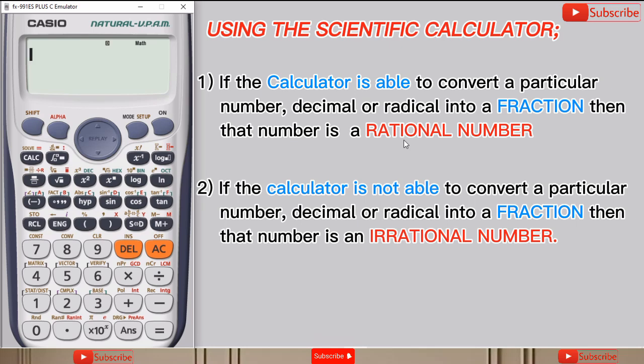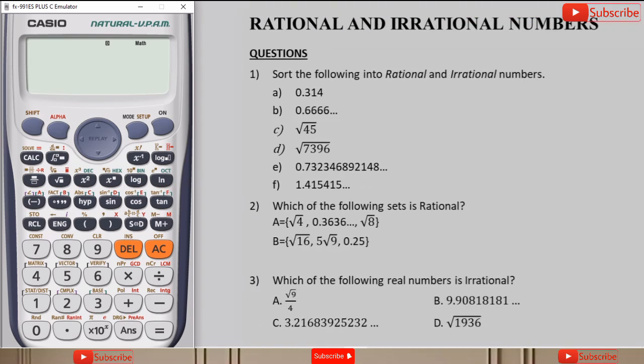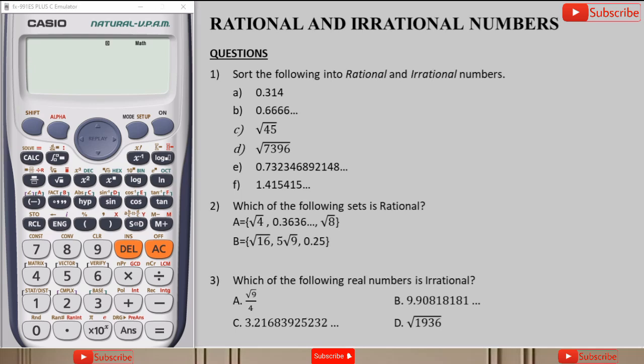That is basically the idea that we are going to use in this tutorial. We are going to use some sample questions which have been designed to help us familiarize ourselves with how to distinguish rational and irrational numbers using our scientific calculator. So without wasting much time, let us move on to the questions. These are the questions. For our first question, we have to sort the following into rational and irrational numbers. A, we have 0.314. What we have to do is first input the number into the calculator, and afterwards we tap on equal to.